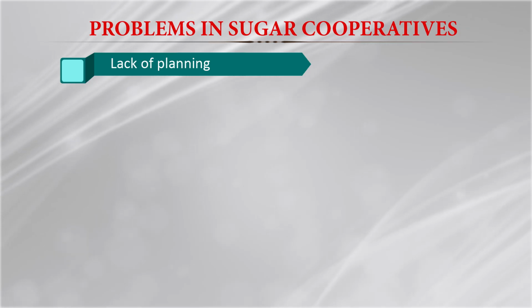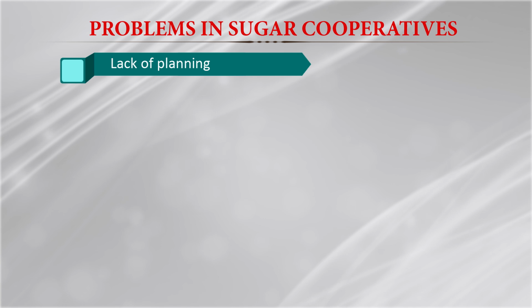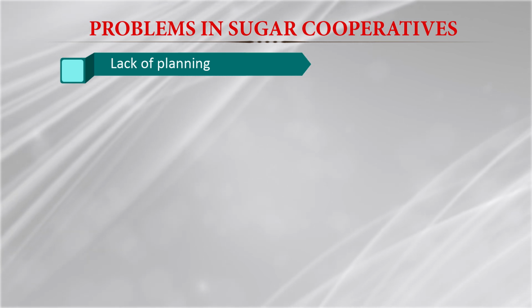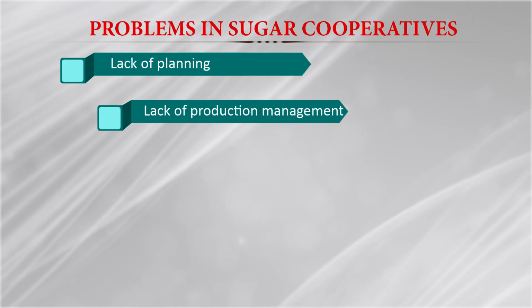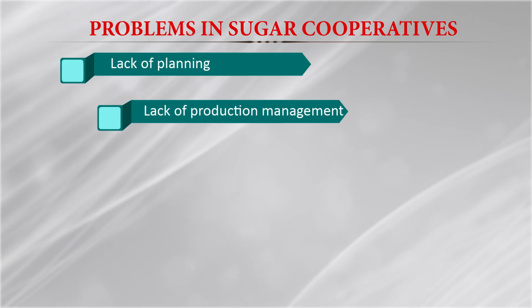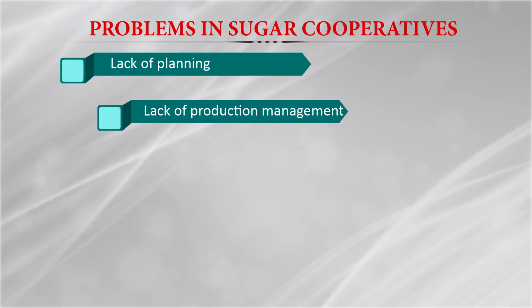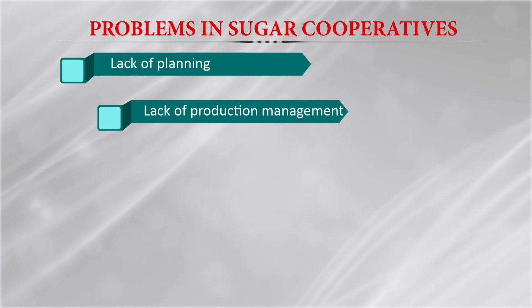There are a number of reasons we can see, like lack of planning. The cooperative societies are not able to make proper planning for their functioning, for their operation, for their production management, and they are also lacking production management practices. They do not visualize what the trend is, what the condition of the farmers is. So they are not able to properly plan the production practices.